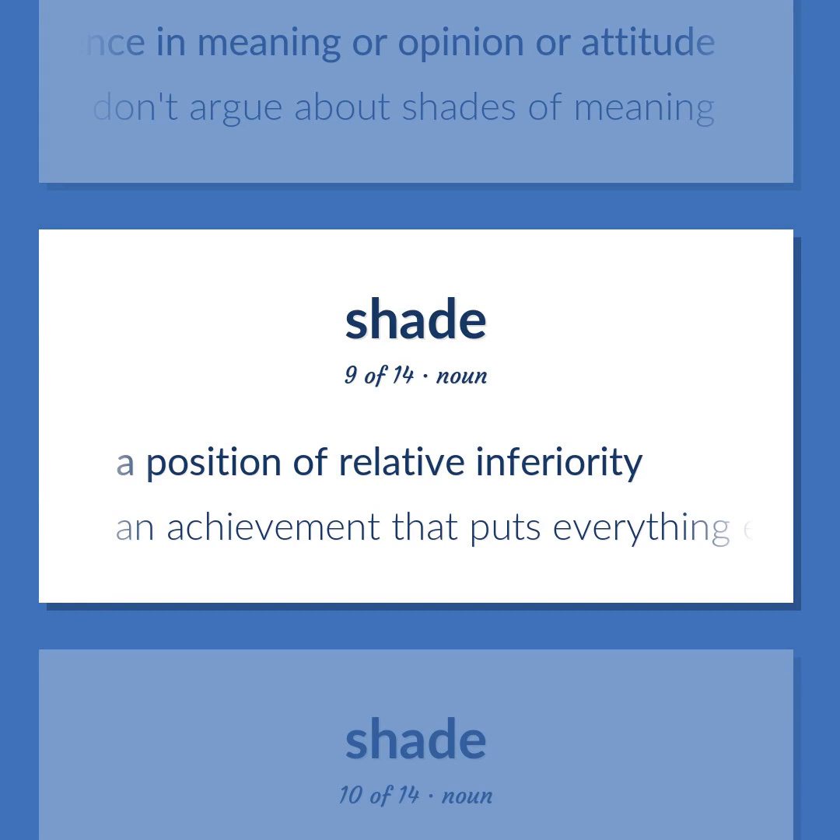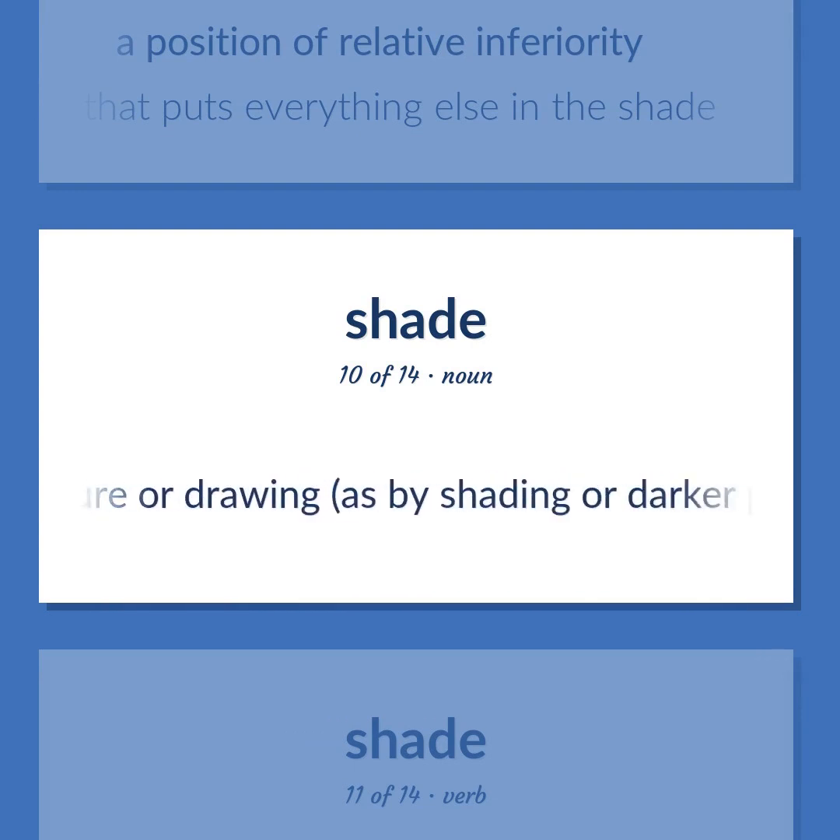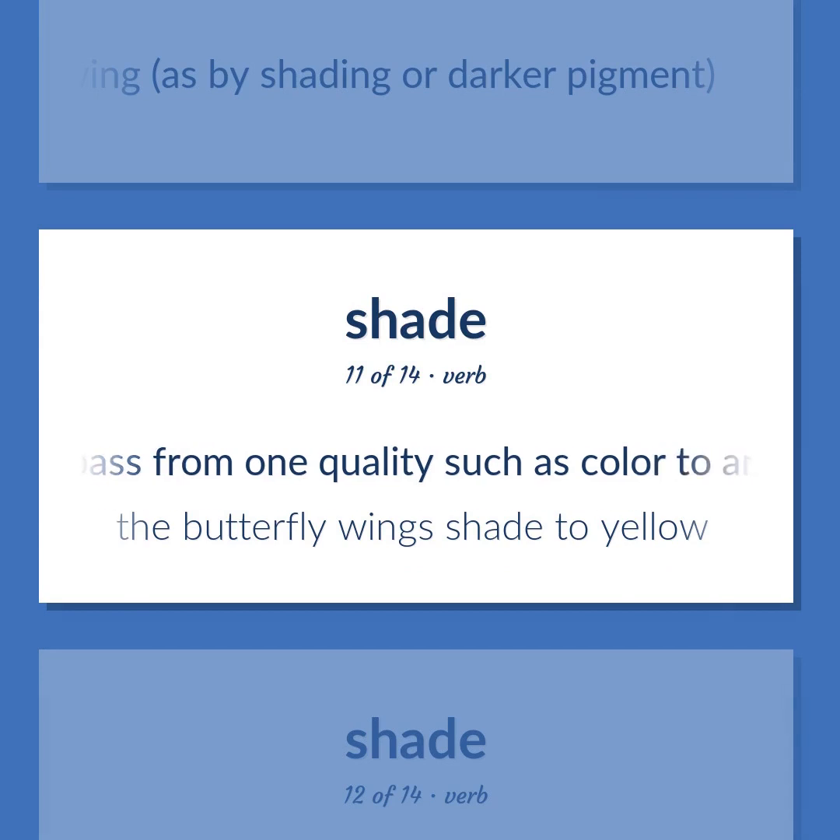A position of relative inferiority. An achievement that puts everything else in the shade. A representation of the effect of shadows in a picture or drawing, as by shading or darker pigment. Pass from one quality such as color to another by a slight degree. The butterfly wings shade to yellow.